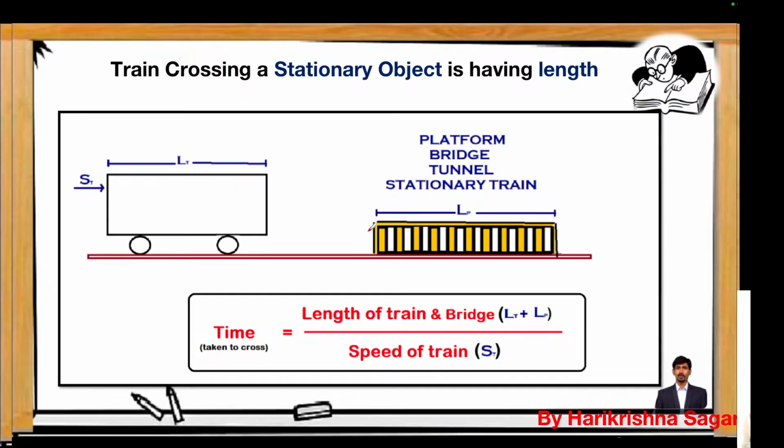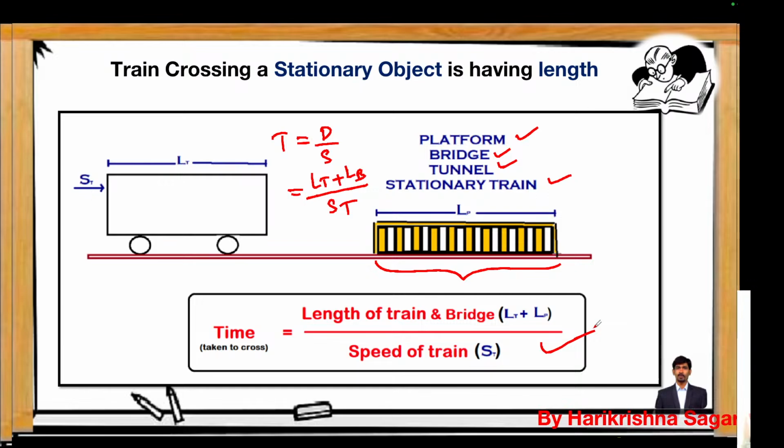Similarly, a train crossing an object which has some length. That means the train is crossing an object with some length. They may say that it is a platform, bridge, tunnel, or stationary train. What is the time taken to cross? The basic formula for time is distance by speed. Here the distance is nothing but the length of the train plus the length of the bridge, divided by the speed of the train. Why? Because crossing means it covers its own length and the bridge length also. That is what I have mentioned here. So use the basic standard formula, distance by speed.